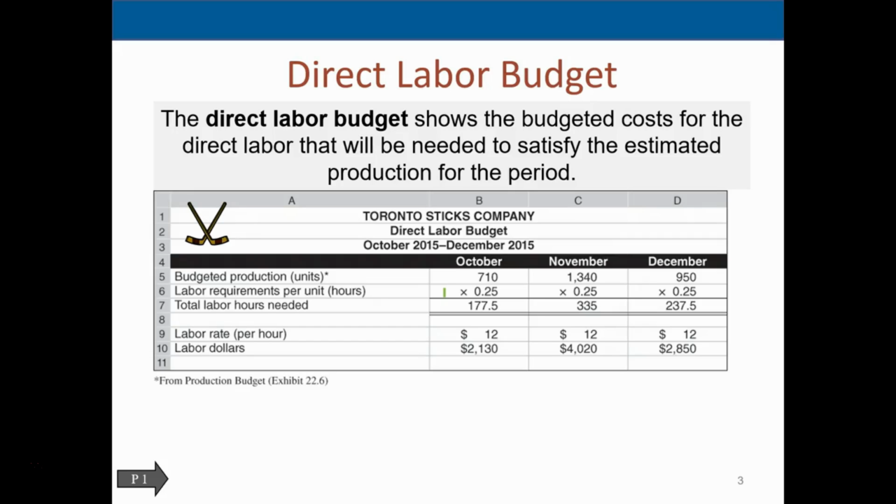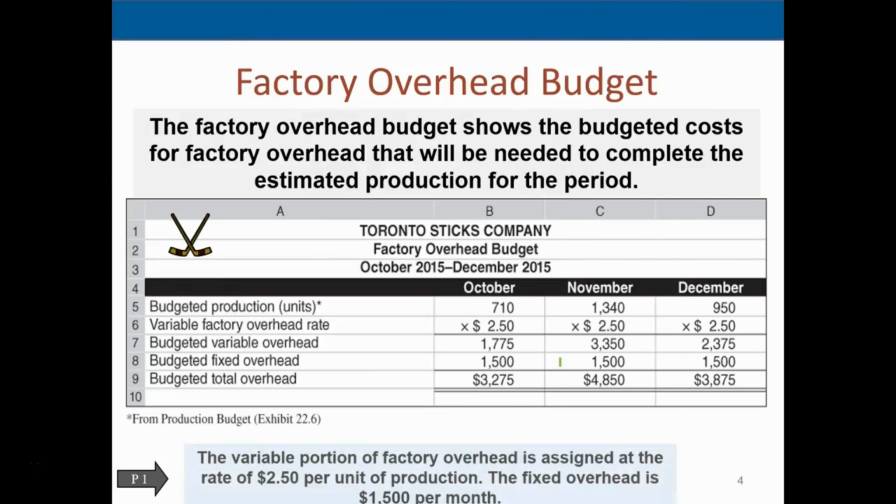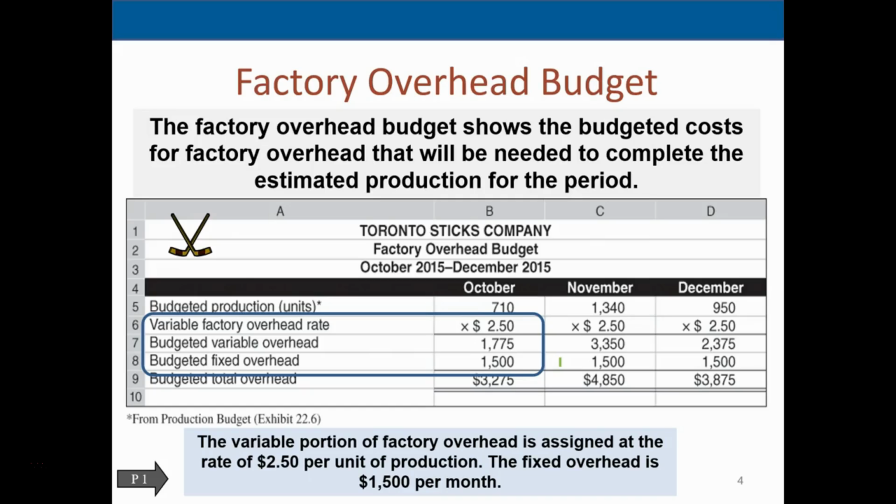And obviously when we think about wages, we usually think about hourly wages. So oftentimes, if someone breaks it down into minutes, we're going to want to try to convert it to percentages of an hour. Then we're going to pay $12 an hour on the 177.5 hours needed in this case. Therefore, we get 2,130 in order to produce the hockey sticks that we need in October, and so on for November and December. So it's a much more straightforward calculation for the labor that we need to make our inventory, in this case, hockey sticks.